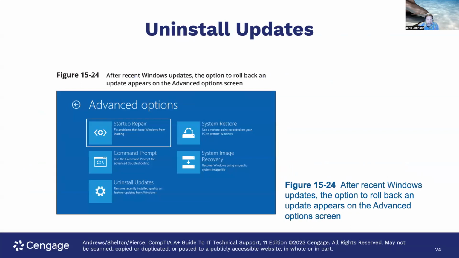So this is the advanced options. After recent Windows updates, the option to roll back an update appears on the advanced options screen. Until then it's not going to actually show up. So you're going to be able to use this to try to roll that back and fix your system. Because often, when you have a major update or something, there's a chance that some of the things just aren't going to work well with your drivers or other things. So you can roll that back.